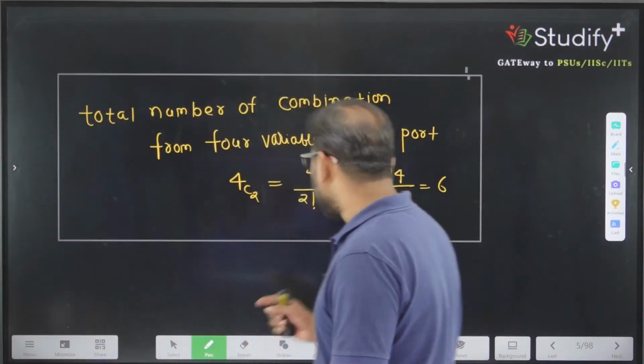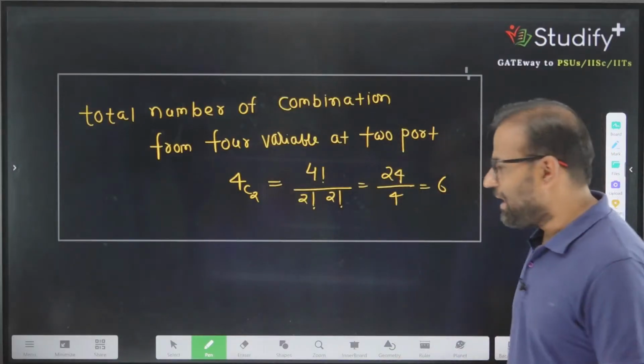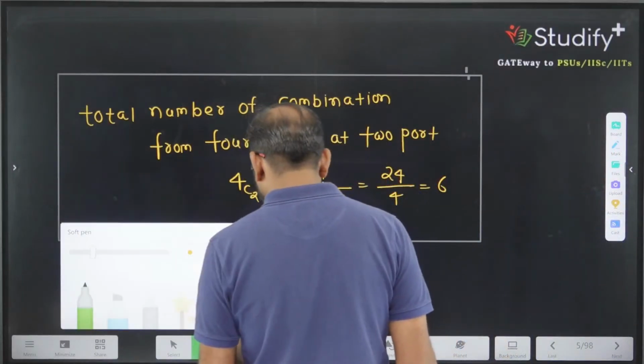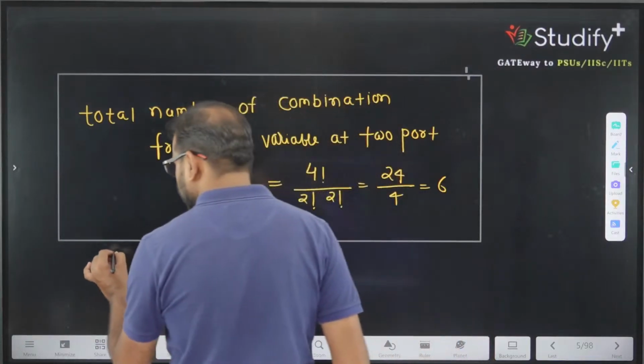So there are 6 parameters possible. And what are those 6 parameters? So the first parameter is known as the Z parameter.